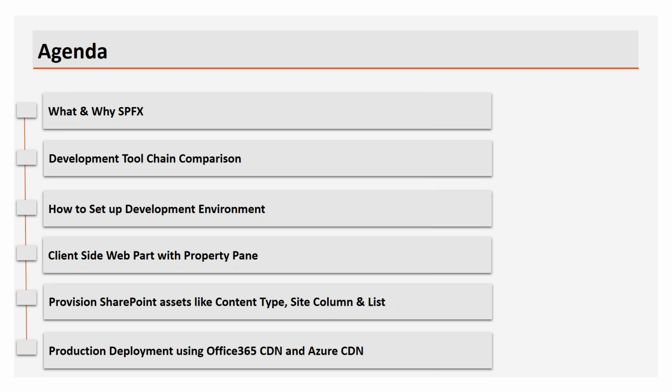The next one is provisioning of SharePoint site assets. As in server-side programming or farm solutions, we always have content types, site columns, and lists, and we use different ways to provision them. Some people use PowerShell, some use features, some use XML files for feature provisioning. Here we look at how we can do it using SPFx. I doubt whether I will cover this topic today, but as time permits we will take it.